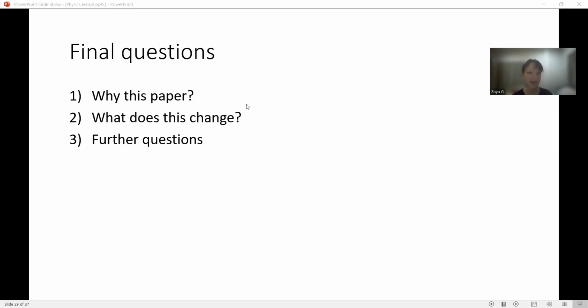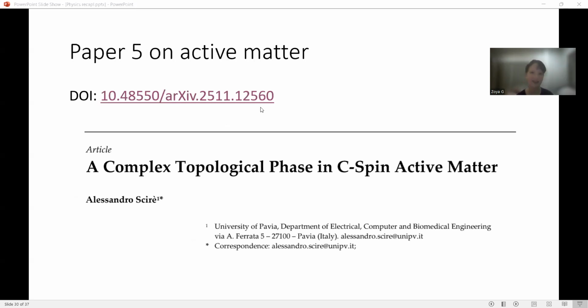Okay. Final paper on active matter. A Complex Topological Phase in C-spin Active Matter, by Alessandro Schiré. I hope I pronounced that right. So this paper is about active matter whose constituents move around in complicated patterns which exhibit emergent behavior. Specifically, the author comes up with a new type of this active matter called C-spin, or complementary spin matter.